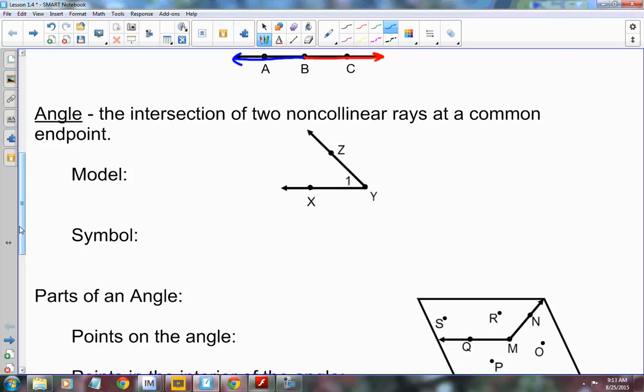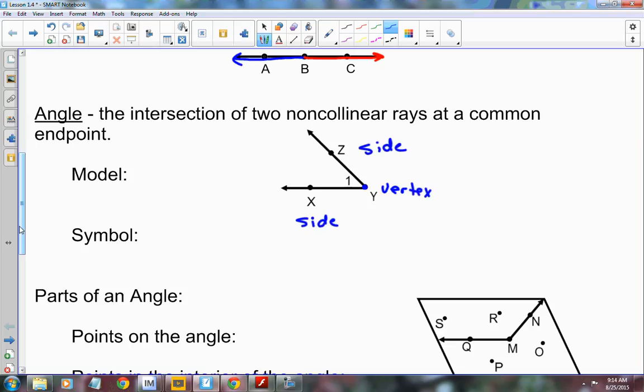So an angle. An angle is the intersection of two non-collinear rays. Okay, those were two opposite rays, so they don't really form an angle. An angle is the intersection of two non-collinear rays at an endpoint. So we have two rays here, and they intersect at Y, which is their endpoint. This is called the vertex of an angle. Okay, the two sides that are rays are called sides. So it's two rays that intersect at a common endpoint. Those two rays are called sides of an angle.